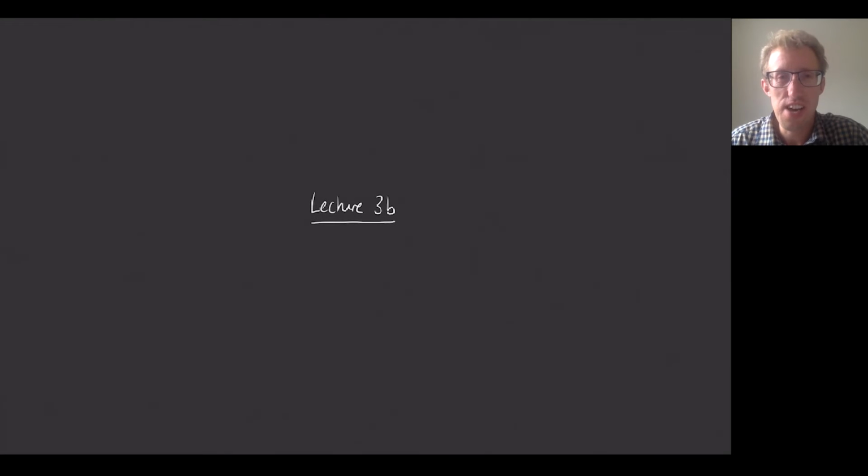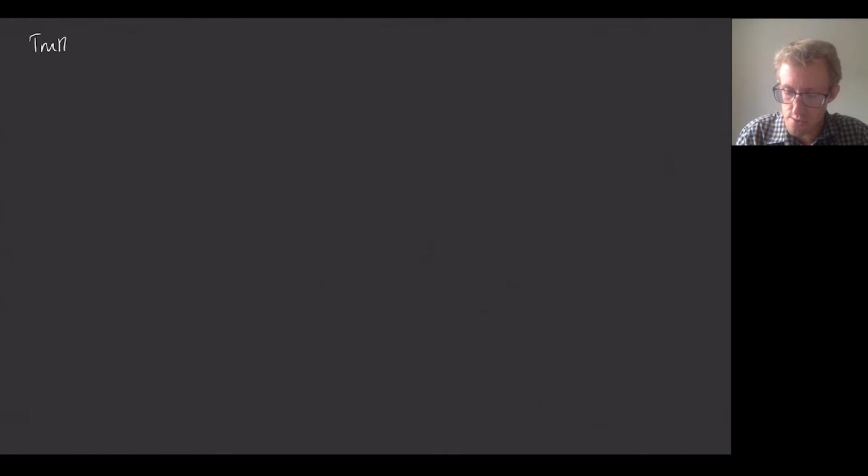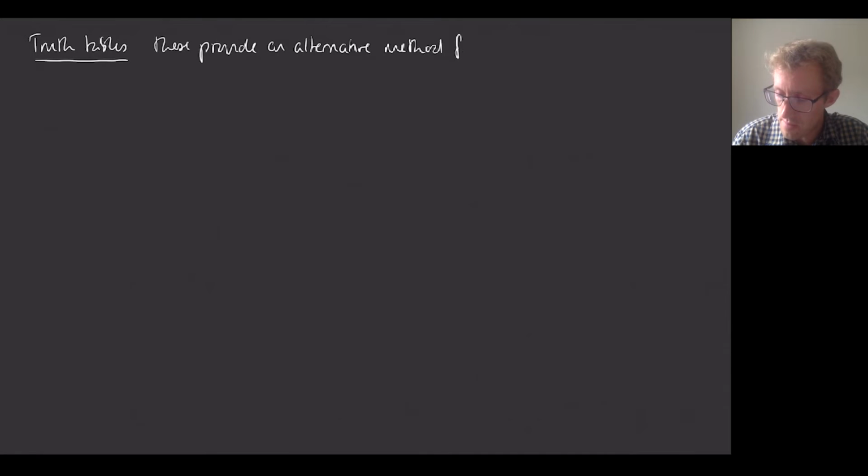So the next thing that we're going to look at is going to be truth tables, and these provide an alternative way of proving some of the things that we've just been looking at. So these are truth tables, and I'll say these provide an alternative method for proving set identities. Okay, so how do these work?